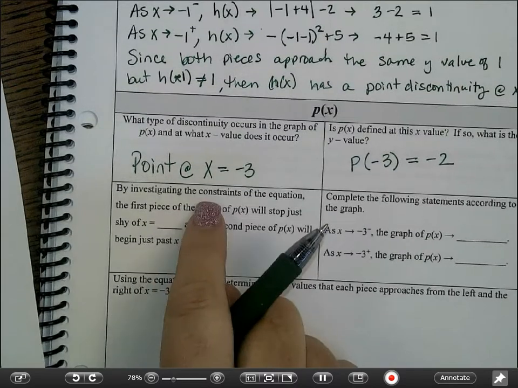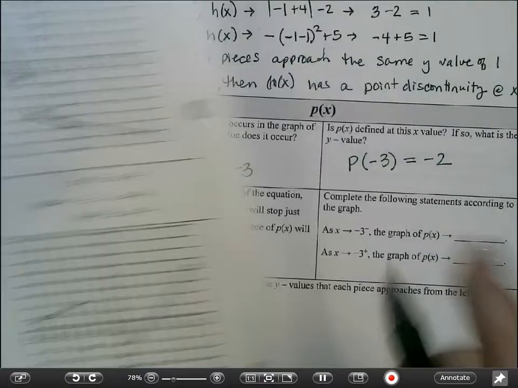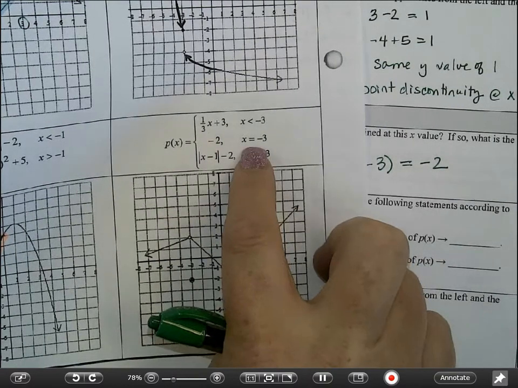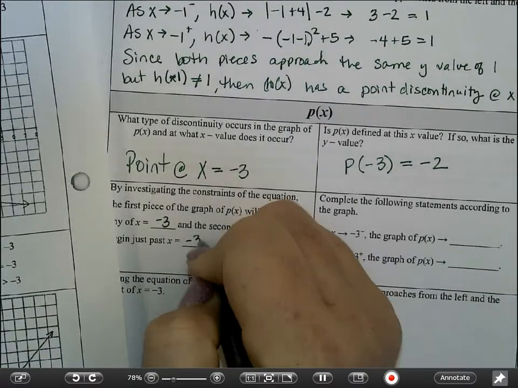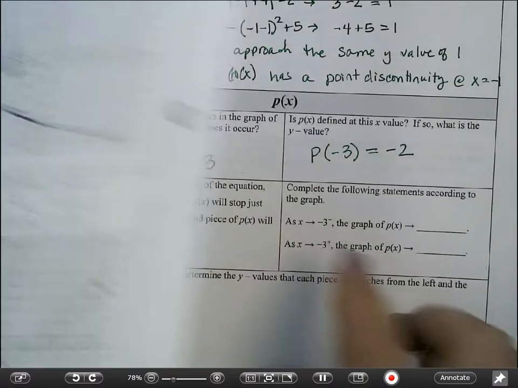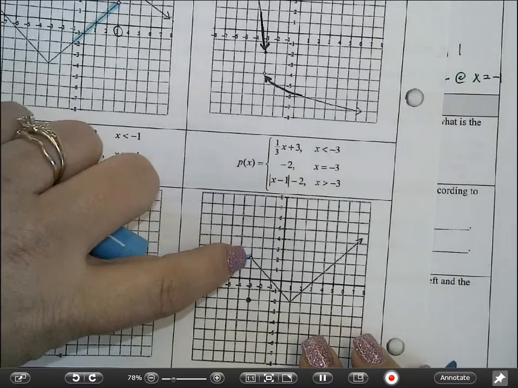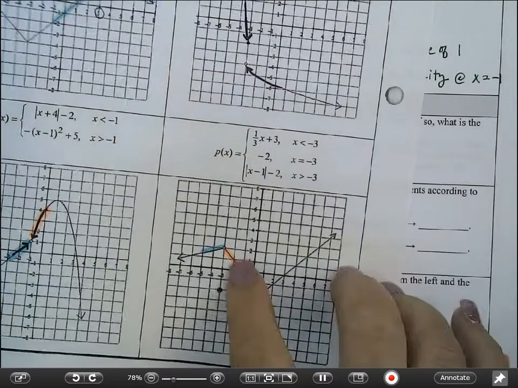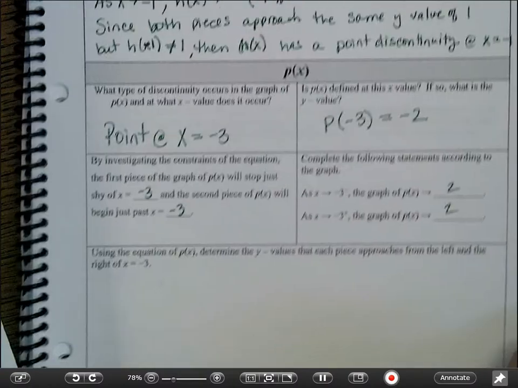We're looking at the constraints. The first piece stops just shy of negative 3. And the second piece, which really is this one, because this one is just a point, this one begins on the other side of negative 3. Now, if I take a look at this, I'm going negative 3 from the left. So the left side of negative 3, the y value is 2. On the right side of negative 3, the y value is also 2. So both of those have a y value of 2.